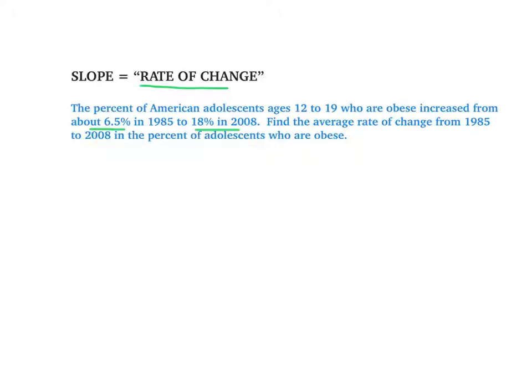Sorry about that. Got a little stumble there. What I'm going to do first is write them as ordered pairs and say, okay, in 1985, it was 6.5%, and in 2008, it was 18%. It's not a good trend there. I guess I should have left the percent signs in there.